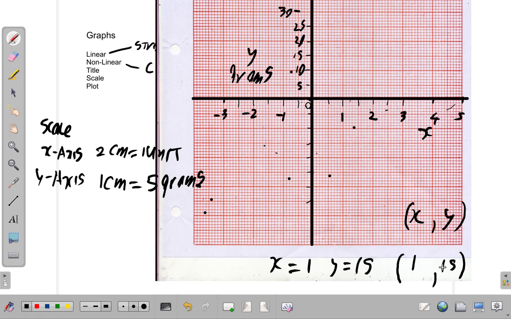So 1, 15. Now to identify when x is 1, you move along the x-axis until you see 1. Then you want the corresponding value 15. You go up to 15, but make sure you're in line with 1, and you see 15 here. So you identify this point here. Don't use a dot to identify that point. What you do is use an X to identify the point. So you plot the point.